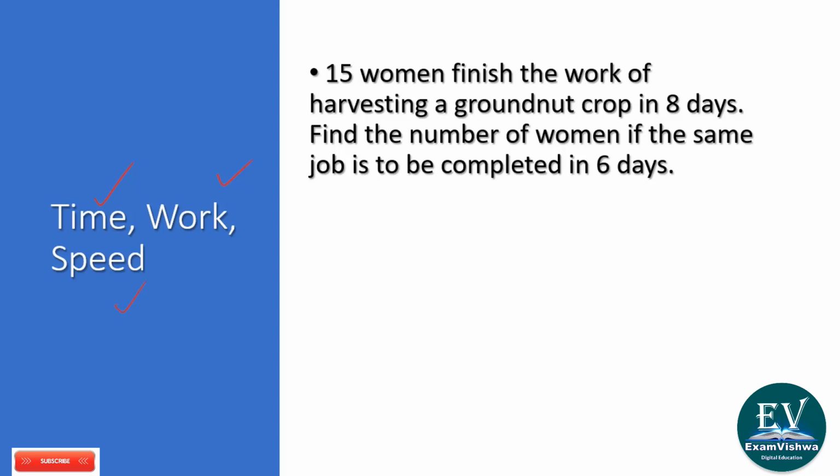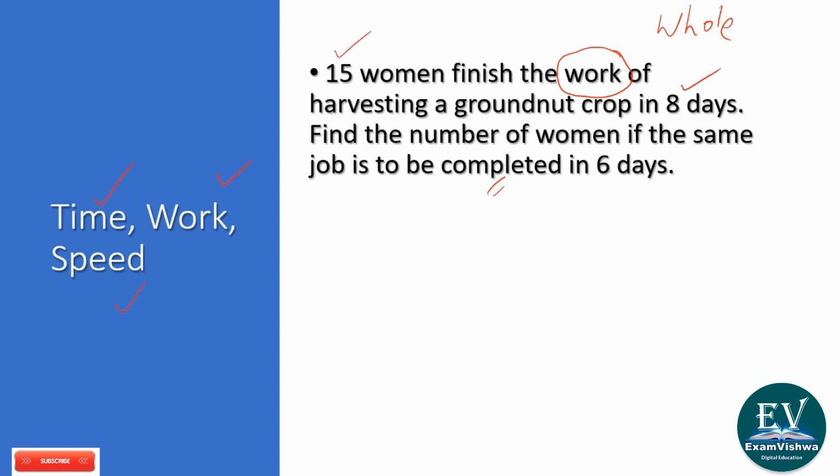I would like to say that 15 women finished the work of harvesting a groundnut crop in 8 days. So the work is fixed. Understood? That is what we have to understand. There is a work. The work can be said as the whole work, complete work, to complete. There is a word complete. And these words are very important. Half work is done, full work is done, complete work is done. So the work will be complete by 15 women in 8 days.